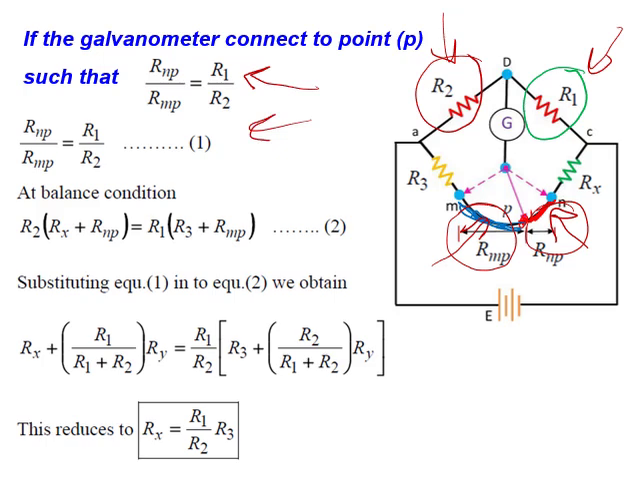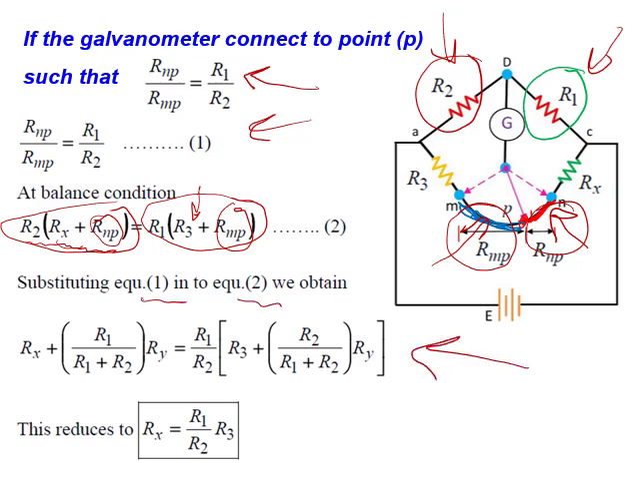Now, at balance condition, we are going to find that R2 into Rx plus RMP equals R1 into R3 plus RMP. Remember that this is the same as the previous equation, except here we don't have Rx by itself, it's Rx with this part, and we have R3 with this part, which will be similar to the previous balance condition in the Wheatstone bridge. Now, if I substitute equation number 1 into 2, I'm going to get to this situation. By simplifying the equation, we are going to get to this condition. Notice that this equation is very similar to the Wheatstone bridge.